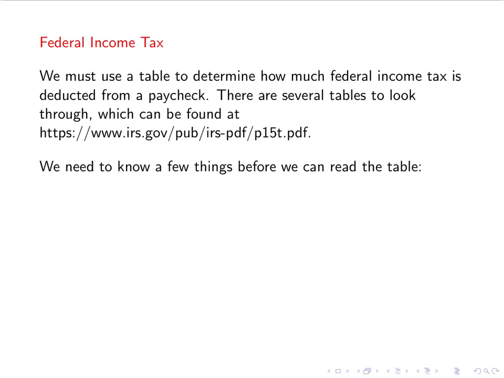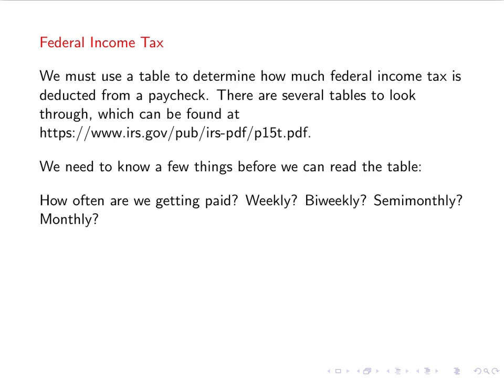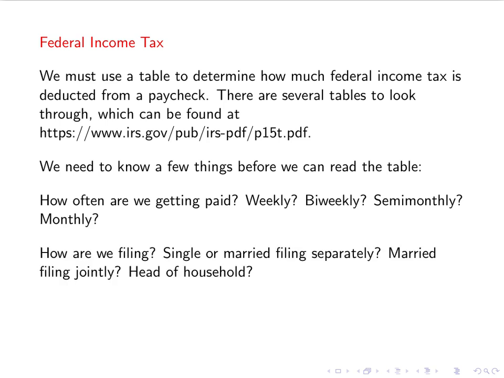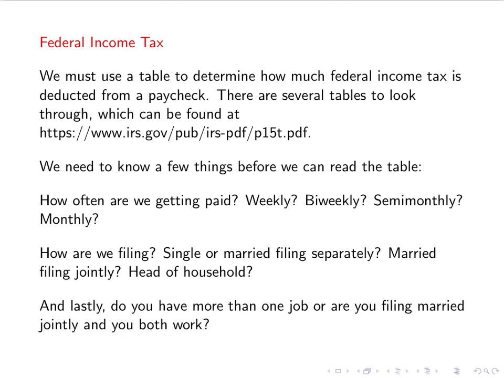And we need to know a few things before we can read the table. We need to know how often we're getting paid. So there's separate tables for if we're getting paid weekly, bi-weekly, semi-monthly, or monthly. We also need to know how we're filing. So we could be filing single or married filing separately. We could be filing married filing jointly, or we could be head of household. And then lastly, we also need to know if we have more than one job, or if you're filing married jointly, if you both work.